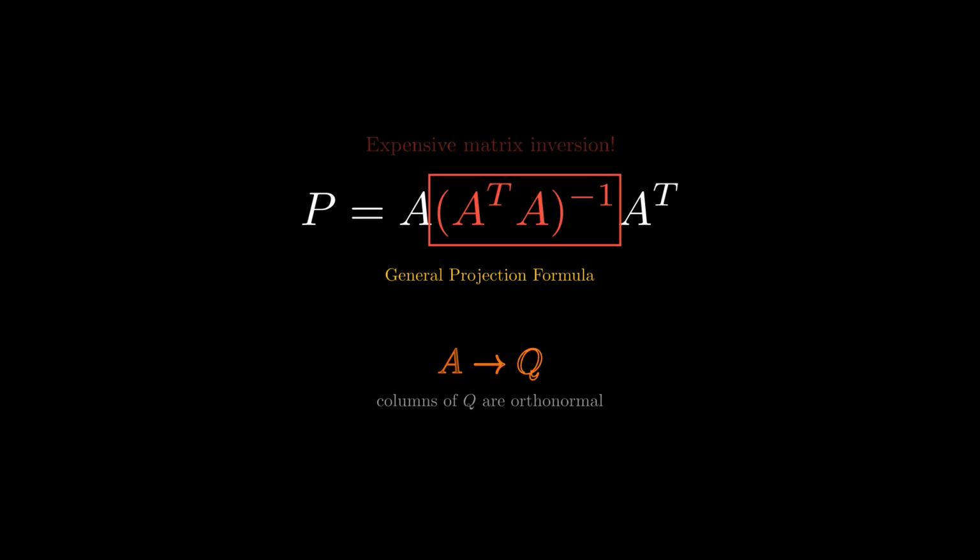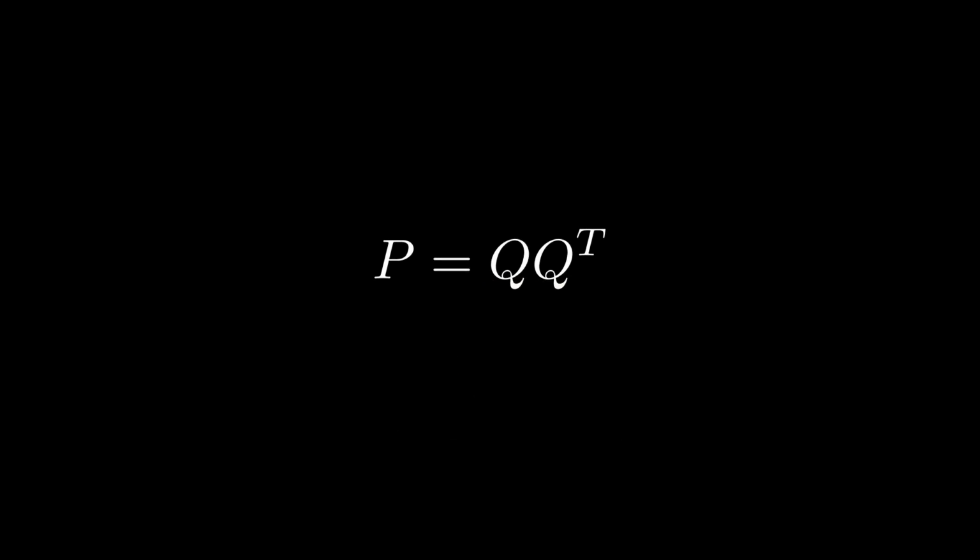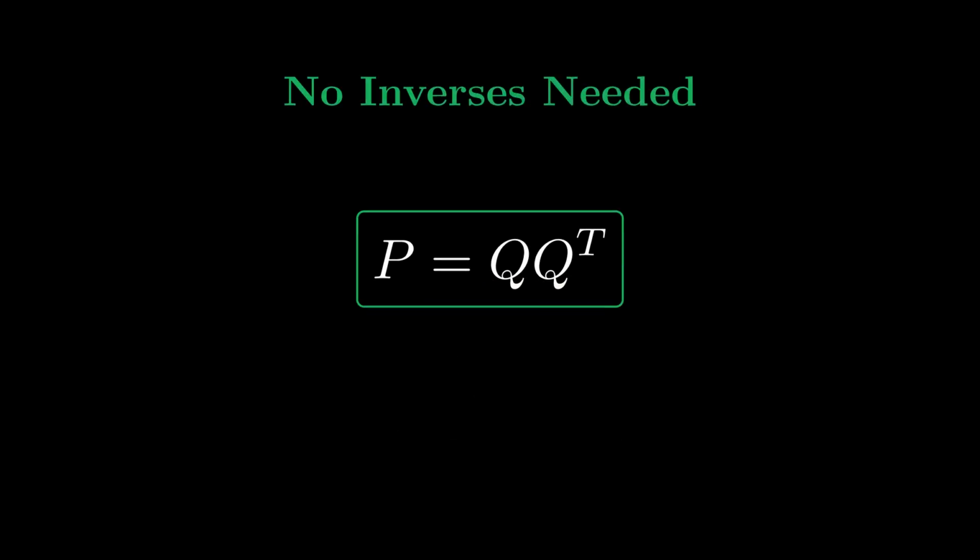Now watch what happens. When the columns of A are orthonormal, we call that matrix Q. Q transpose times Q equals the identity matrix, so its inverse is just the identity. The formula collapses beautifully. P equals Q times Q transpose, no inverse anywhere. Let's see where this comes from.